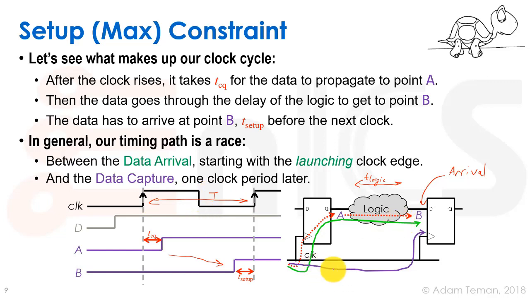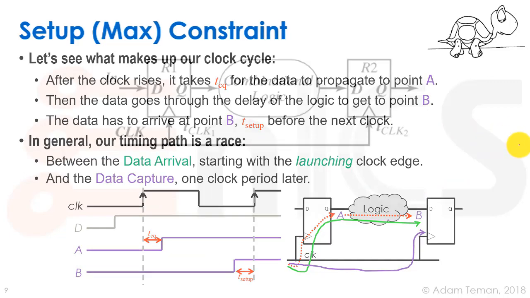And we have to make sure that the capture path happens once the data has already arrived. So we need to make sure that the capture path is larger than the data path. Okay, so we need T capture to be larger than T logic. But it's not only that, it's actually T plus the T capture because it happens one cycle later, or T launch, I should say, launch.